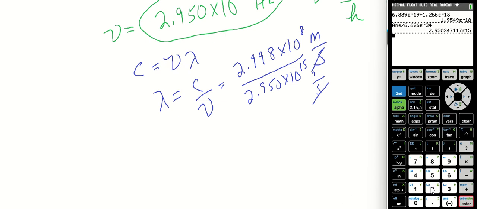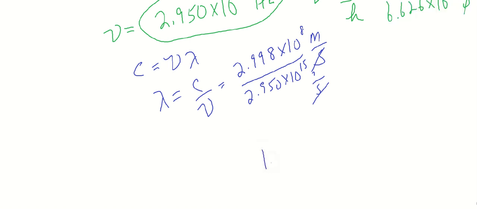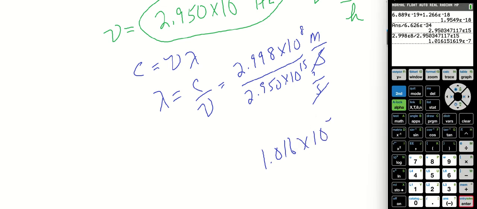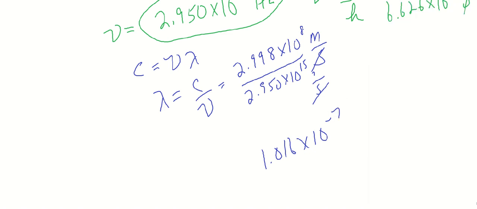So the speed of light is 2.998 times 10 to the 8 divided by that number we got earlier, still stored in my calculator. All right, so it's going to be 1.016 times 10 to the negative 7, I think it is. Okay. Meters.